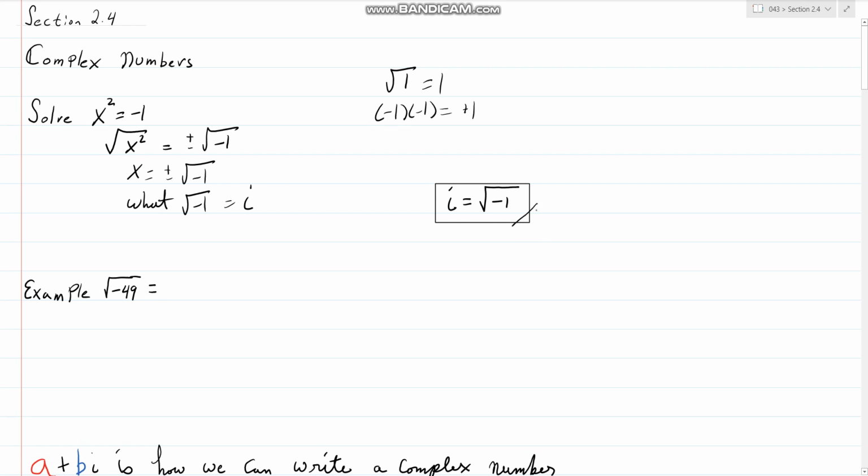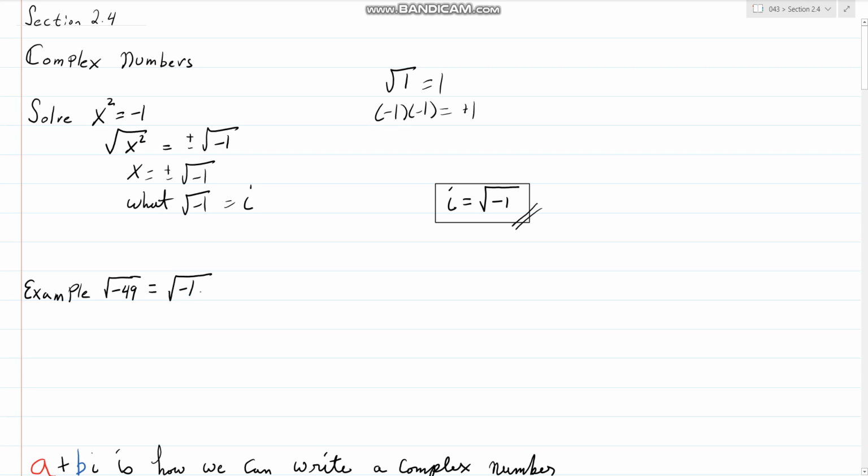So the formula that you have to know for this section is that i is going to be defined as the square root of -1, and everything else is going to work as a consequence of this. Okay, so let's get a feeling for how this might work and if this even works at all, okay? So for my first example, I want to talk about the square root of -49.